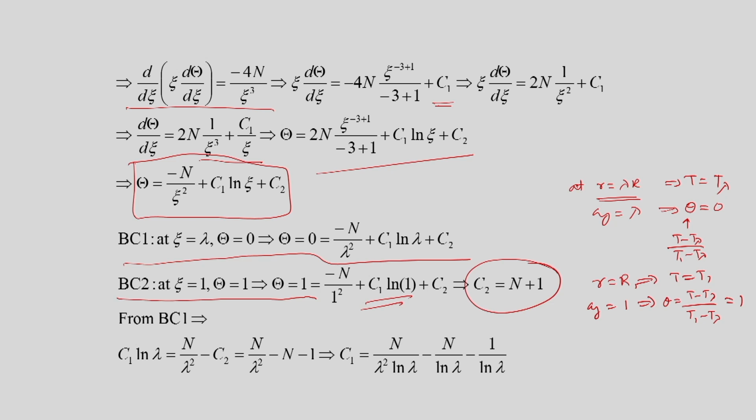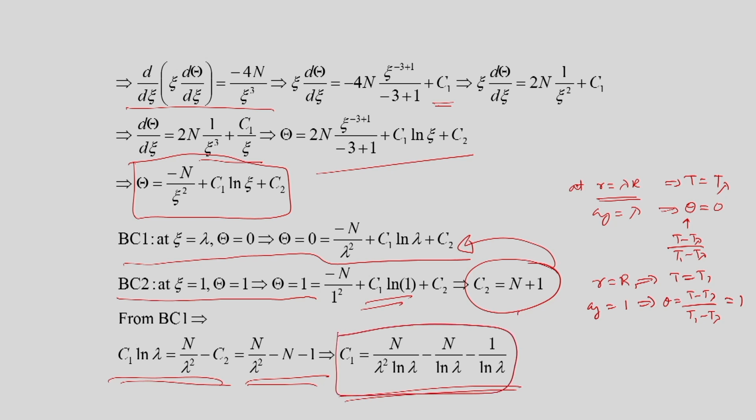Now, this C2 if you substitute in the earlier equation, you can get C1. So, from here C1 ln lambda equals n by lambda square minus C2. So, n by lambda square, C2 equals n plus 1, so minus n minus 1. So, C1 equals n by lambda square ln lambda minus n by ln lambda minus 1 by ln lambda. This is C1, and this is your C2. So, C1 and C2 are available. Now, this C1, C2 you can substitute in this equation to get the dimensionless temperature distribution.